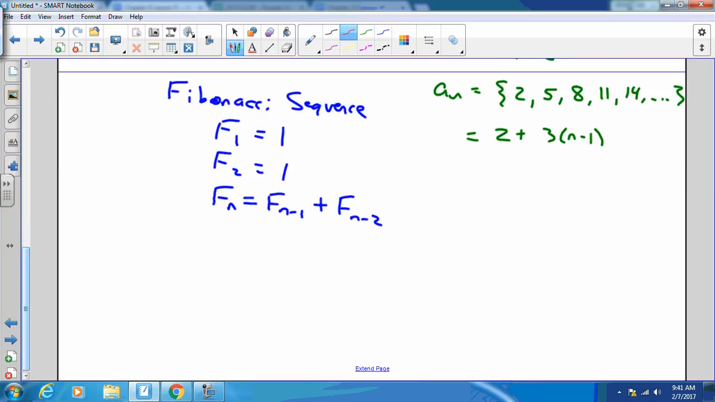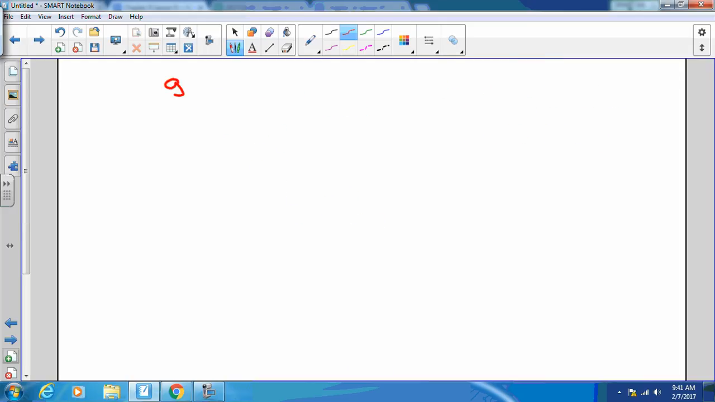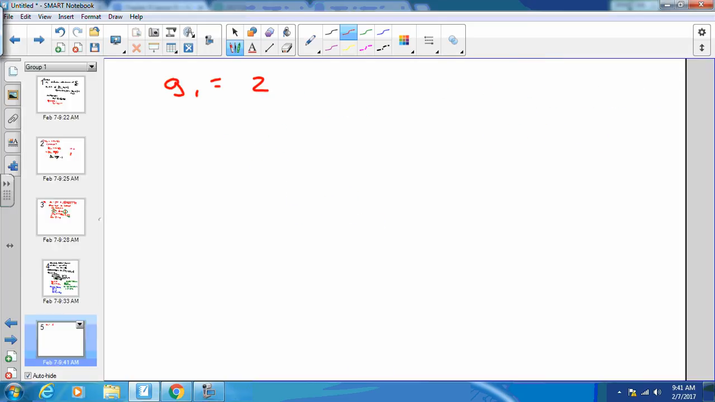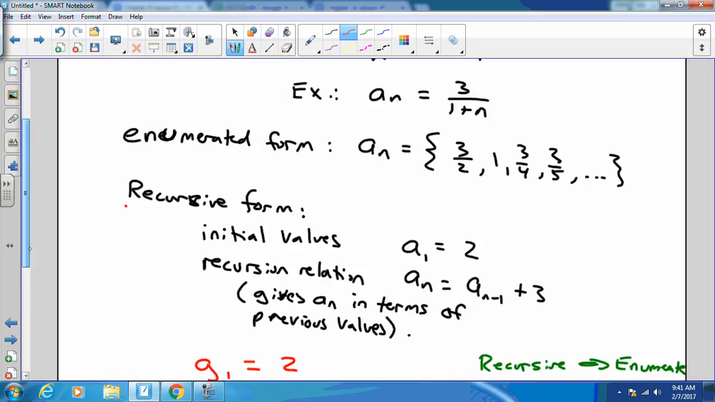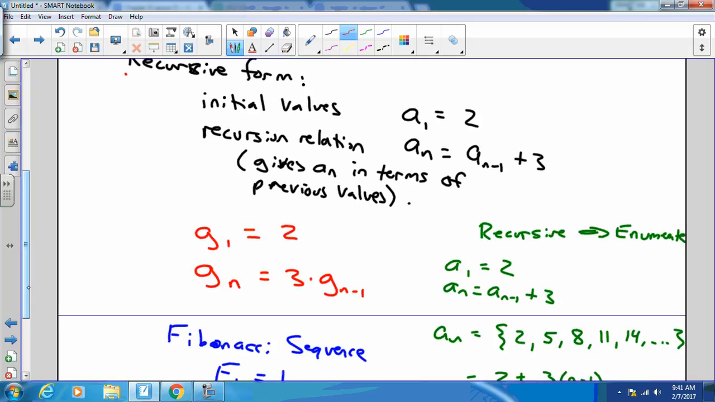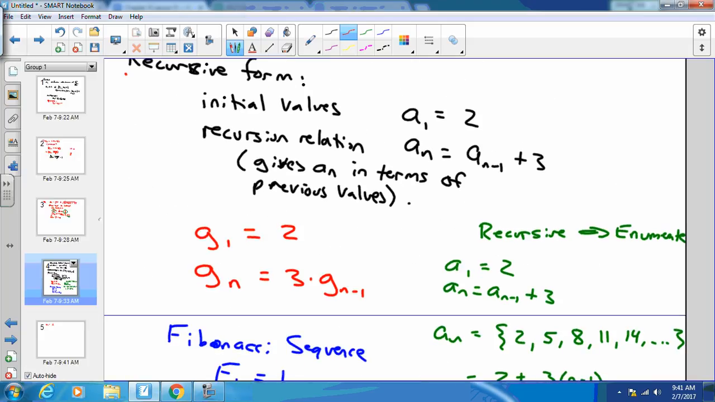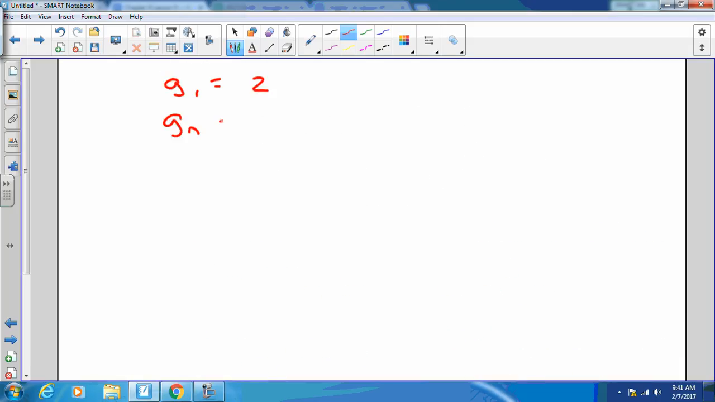Okay, and so, let me go to the next page here. If G1 is equal to, did I remember this correctly? 2, 3, yeah. If G1 is equal to 2, and Gn is equal to 3Gn minus 1, then what are the first 4 terms of my enumerated sequence?